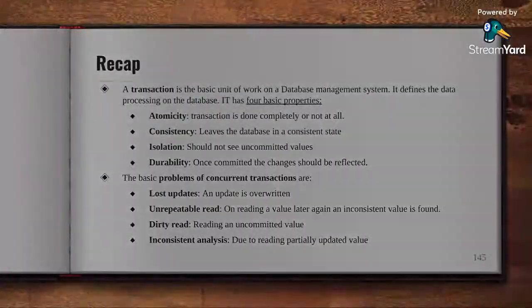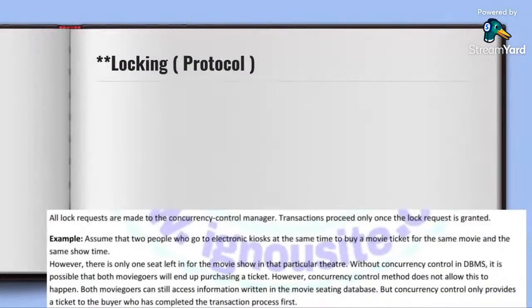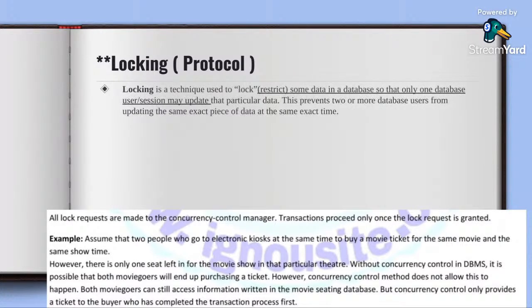Okay, so we're going to do locking now, which is what I spoke about, the problem of concurrent transactions. So we have to lock. Locking is a technique used to lock or restrict some data in a database so that only one database user session may update that particular data. This prevents two or more database users from updating the same exact piece of data at the same exact time.